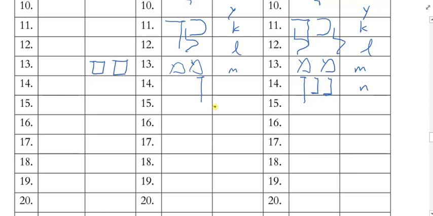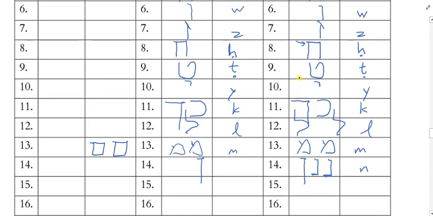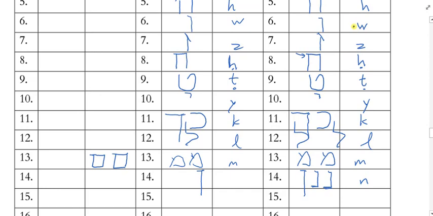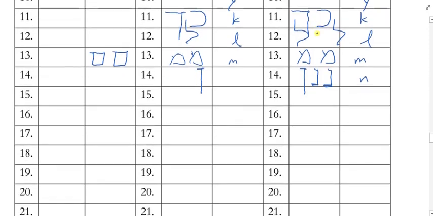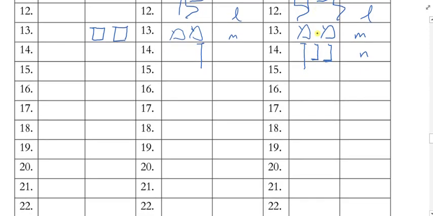So what are you noticing? It looks a little bit like a vav here, right? Remember, the vav has a little hook and goes down too, right? But then the noon has a bottom portion. What you're going to notice is that most of our final forms, when there are final forms, extend below the line. The maim is the exception to that. Okay, so that's noon. Samekh is the next one.